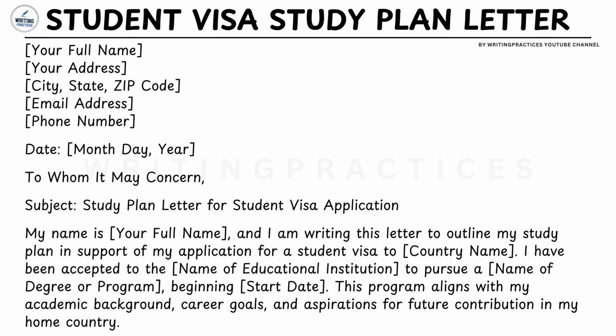This paragraph is where you set the stage. Start by stating your full name and the purpose of the letter. Mention the country you're applying to, the institution you've been accepted to, the program you're planning to study, and the start date. Also briefly connect the program to your long-term goals. Why is this important? Because the officer reading your letter needs to see that your goals are clear, your plans are legitimate, and you're pursuing this education for genuine, purposeful reasons.